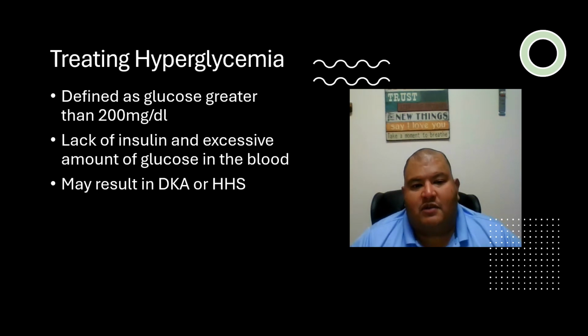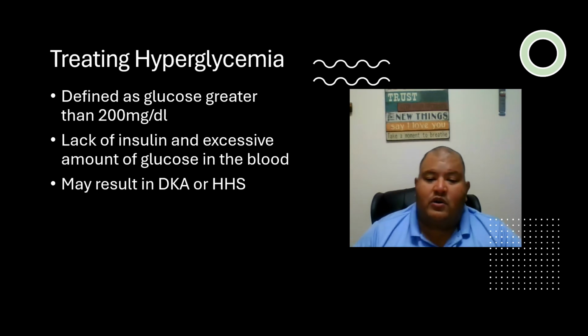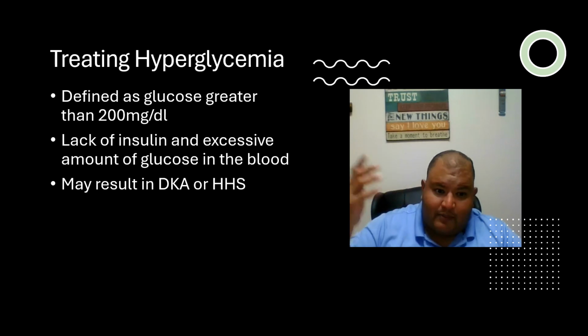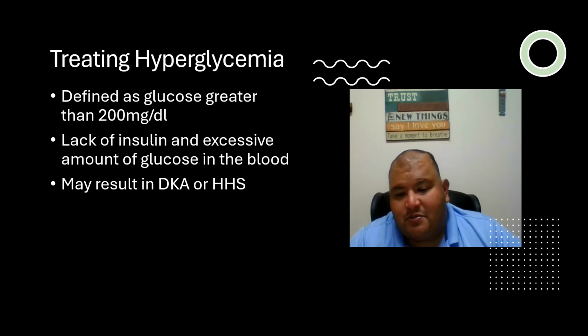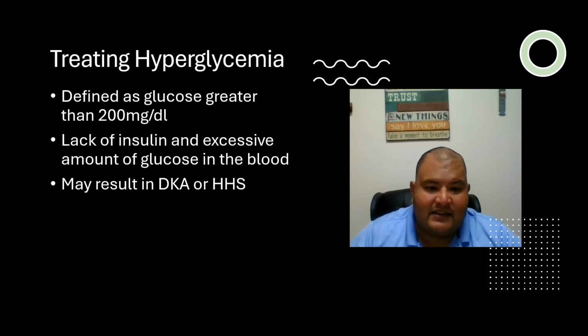So the next thing we're going to talk about is hyperglycemia, right? We need to know what hyperglycemia is in order to help treat it. Hyperglycemia is defined as a glucose greater than 200 milligrams per deciliter. This occurs because there is a lack of insulin to help move the glucose into the cells, so it's just lingering in the bloodstream, right? And because of this, it may result in DKA or HHS.